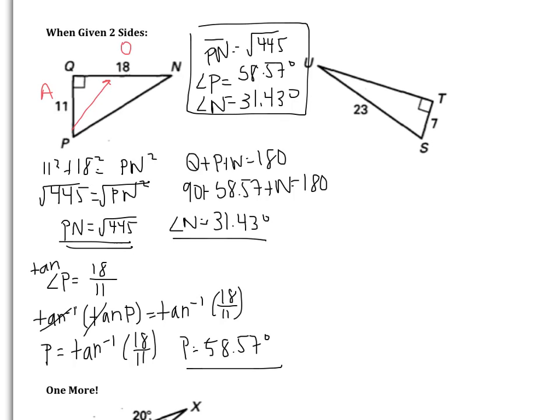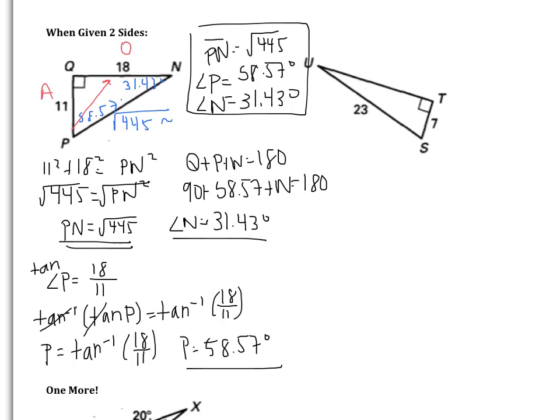Okay, before we move on, let's label on the figure and make sure that that makes sense. So I have root 445, then I have 58.57, and 31.43. Okay, now do these make sense?